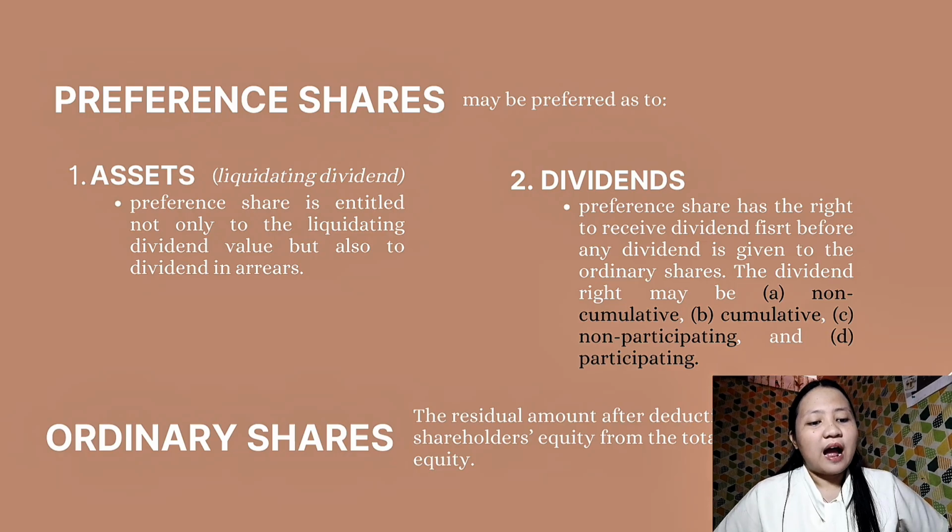And if the preference share is preferred as to dividends, on the other hand, the preference share has the right to receive the dividend first before any dividend is given to the ordinary shareholders. Meaning, inigpanghatag sa dividends, mas mauna hatagan or mas i-prioritize ang mga preference shareholders. The dividend right may be non-cumulative, cumulative, non-participating, and participating. Later, we will be defining these terms as these are important considerations in computing for the book value per share.